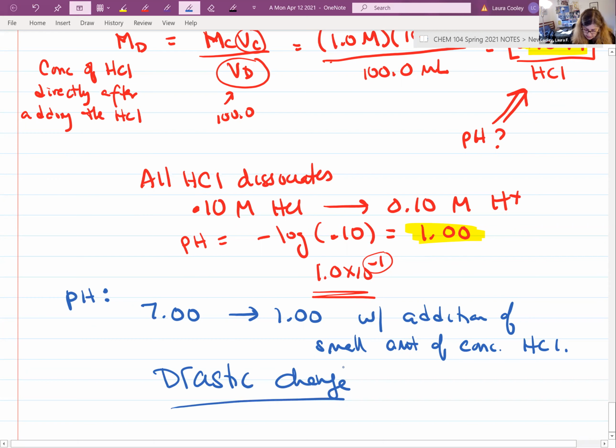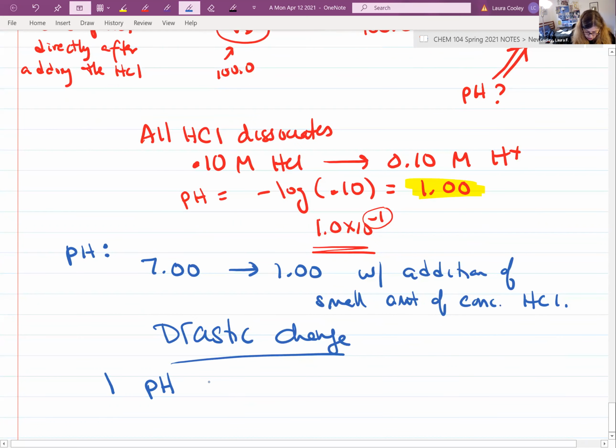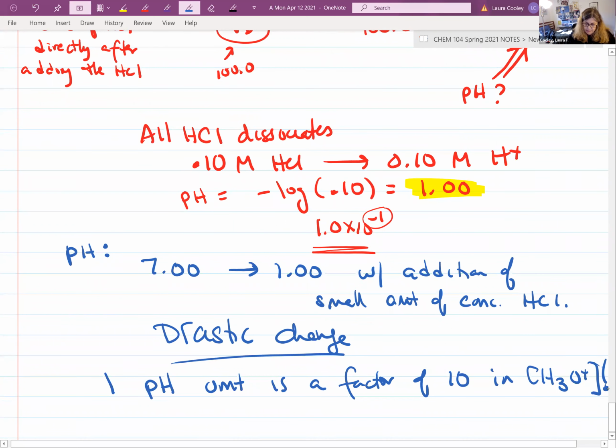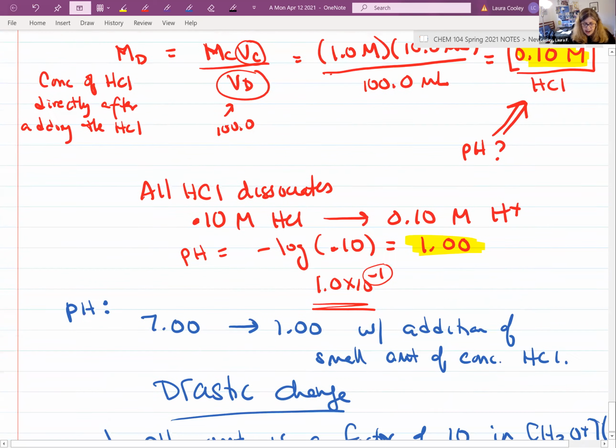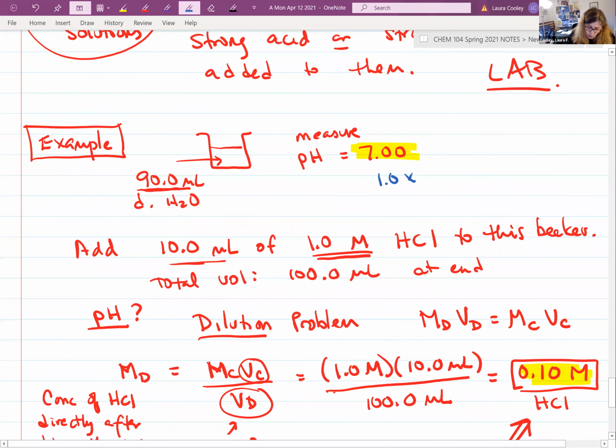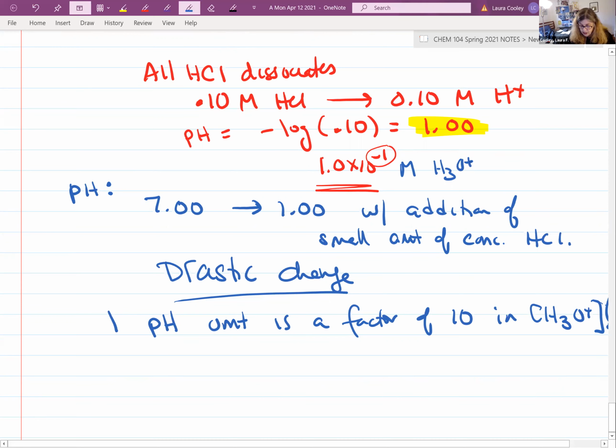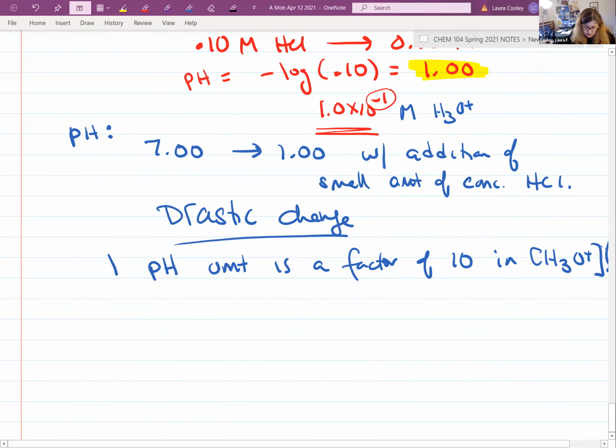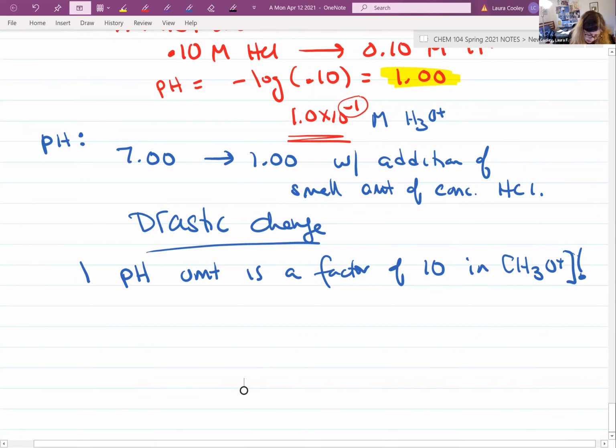Why do I say so drastic? Because don't forget that 1 pH unit is a factor of 10 in H plus concentration or H3O plus concentration. So in doing this, I started out at the beginning with my pH of 7 with 1 times 10 to the negative 7th molar of H3O plus. And it went up to 1 times 10 to the minus 1 molar of H3O plus. It changed by 6 orders of magnitude, a factor of 1,000,000 in H3O plus, just by adding that bit of strong acid. That's what I mean by a drastic change.